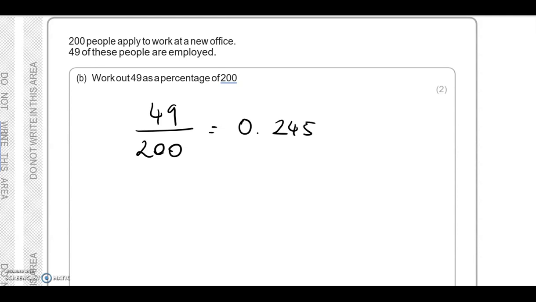0.245. So that, if we want to convert it to a percentage, we just multiply by 100. So we get 24.5%.